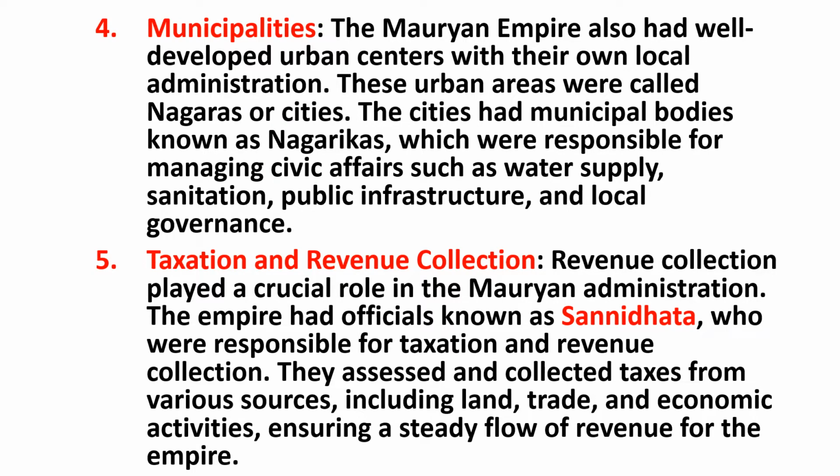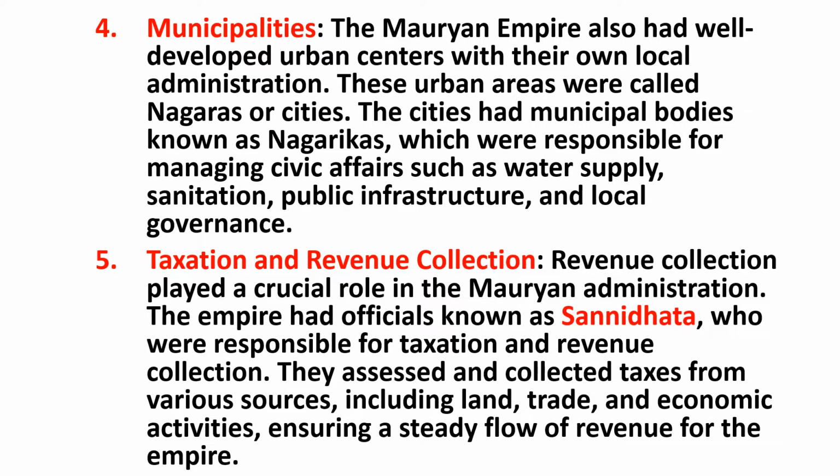Fourth one, municipalities. The Mauryan Empire also had well-developed urban centers with their own local administration. These urban areas were called Nagaras or cities. The cities had municipal bodies known as Nagarikas, which were responsible for managing civic affairs such as water supply, sanitation, public infrastructure, and local governance.